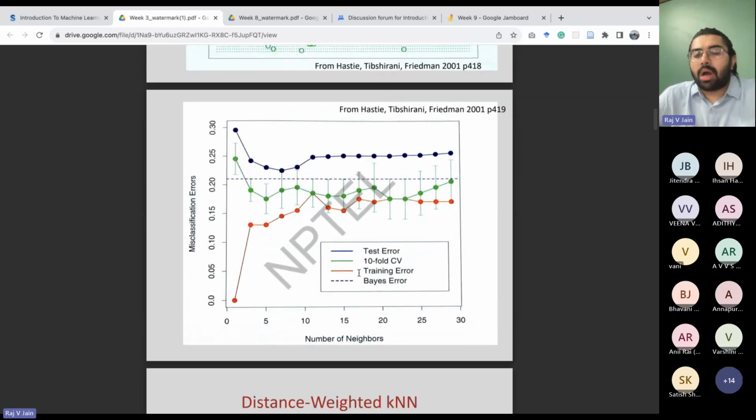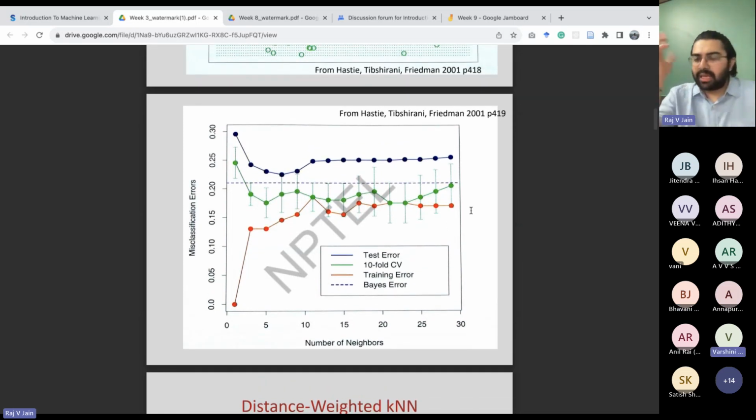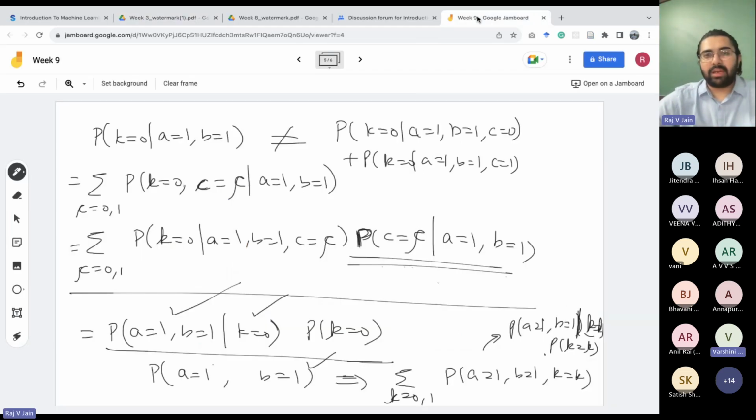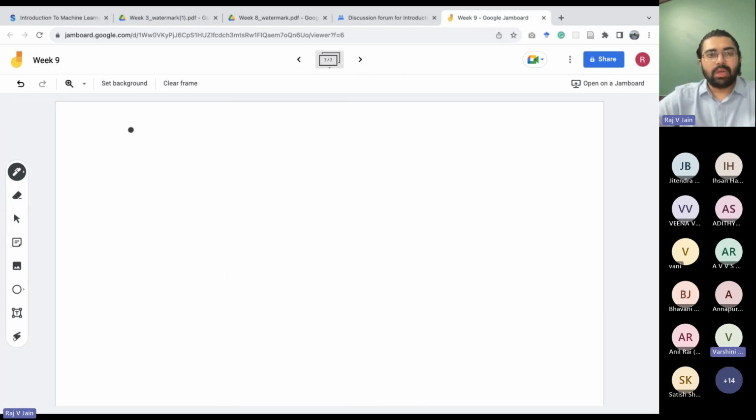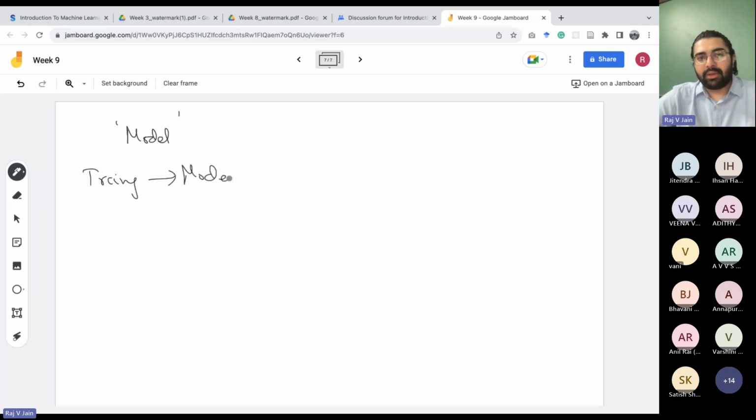So how do you get training error for any algorithm? You just pass that same example back, right? How do you get training error in general? Let's say you have some trained model. You pass the training examples again back into the model, and you check the predicted training label versus the actual training label, right?